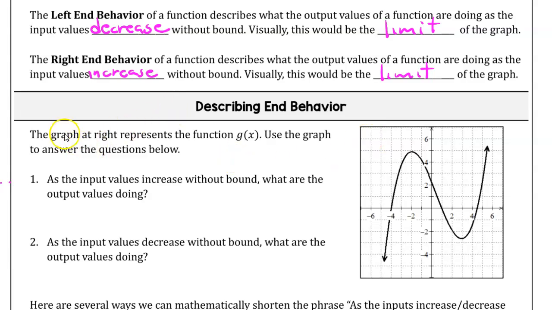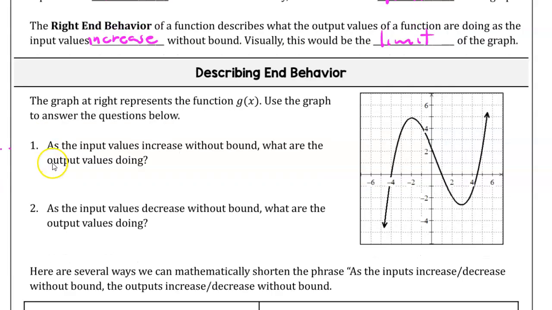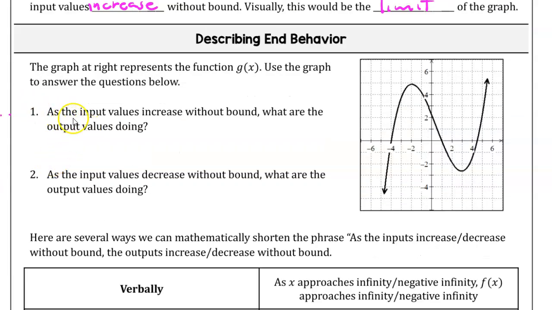All right, the graph on the right represents a function g of x. Use the graph to answer the questions below. So we'll just describe this. As the input values increase without bound, what are the output values doing? As we increase without bound, as we go this way towards infinity, as the x-axis goes towards infinity, does this graph go up to positive infinity forever, or does it go down to negative infinity?